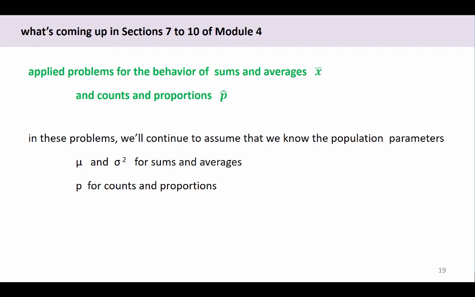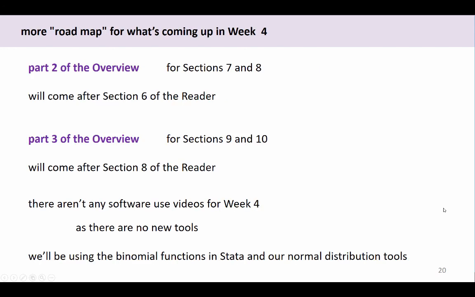Sections 7 to 10 are going to have some more applied problems after we work out all the theory. And of course, they used to be called modules. Now they're called weeks. It's the same thing. So we're going to get to the applied problems at the end. The only catch with what we're doing in the last part of week 4 is that we're going to continue to assume that we know the population parameters, the mu and the sigma squared for sums and averages, the p for counts and proportions.